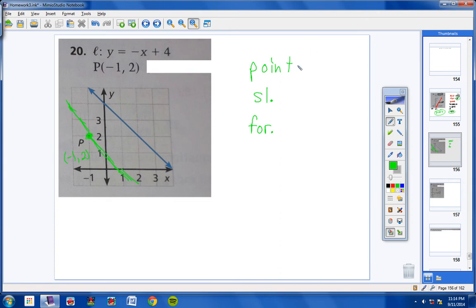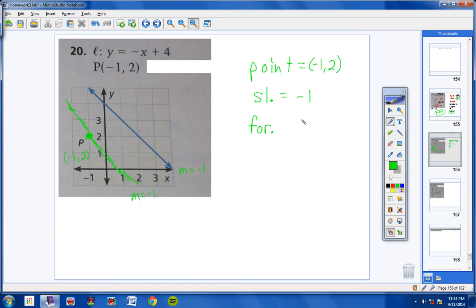So we do know a point that lies on the line that we're trying to write the equation for, and that point would be negative 1, 2. Okay? Now, the slope of the blue line, look at your linear equation. Notice y is all by itself. Notice the coefficient of the x is negative. There's no number there, so we can put a 1 there. And so the coefficient of the x is negative 1. So the slope of the blue line is negative 1. So the slope of the parallel line must be negative 1 also.